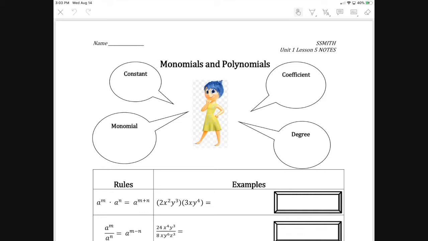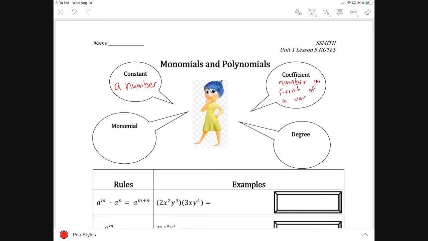So, with monomials and polynomials, first thing we're talking about is what a constant is. A constant is just a number. That's it. Next, we're going to talk about what a coefficient is. A coefficient is the number in front of a variable. Remember, guys, a variable is any letter that we put in, so our x, our a, anything like that. The coefficient is simply the number that we place right in front of it. So if we had 2x, the 2 is going to be our coefficient. So just a number in front of the variable.